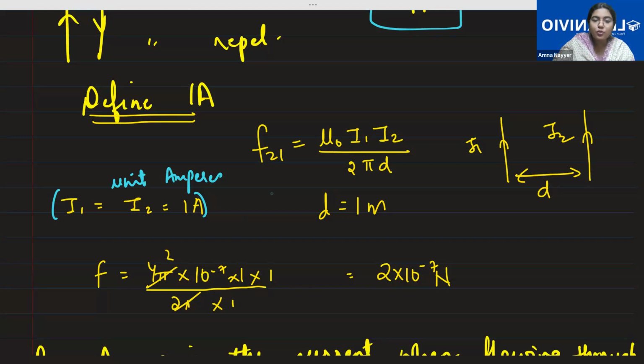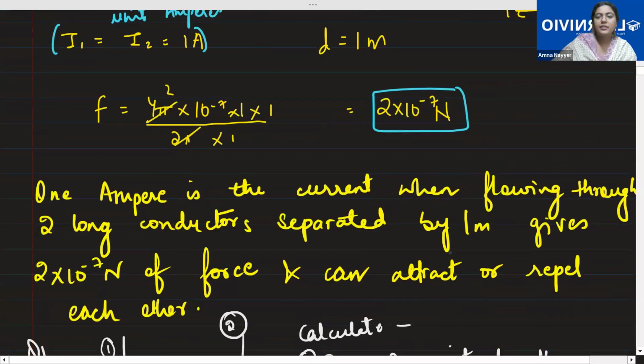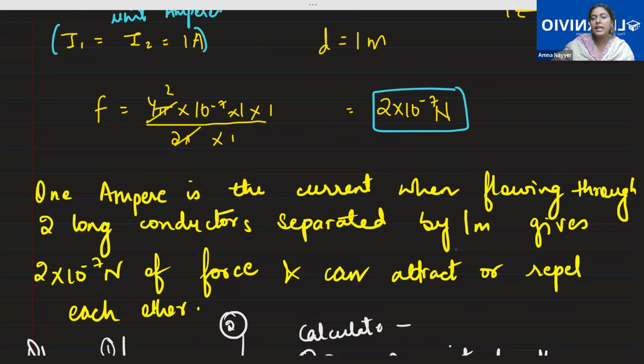If I put mu naught as 4 pi into 10 to the power minus 7, I will eventually get 2 into 10 to the power minus 7 Newton. So 1 ampere is the current which, when flowing through two long conductors separated by 1 meter, gives 2 into 10 to the power minus 7 Newton of force, and they can attract or repel each other. So this is the value.